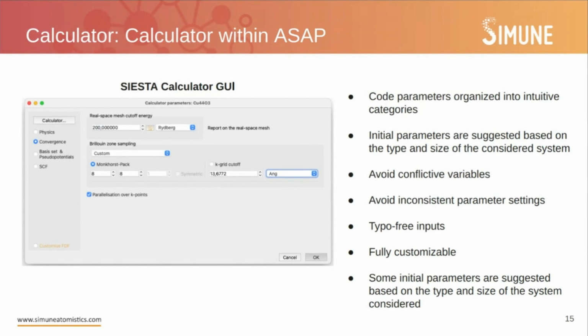This is the view of the calculator widget, from which you can select the parameters of your calculator. This is for SIESTA. As you see, we divided the parameters in different sections: physics, convergence, basis set, SCF. It's very easy to set up the parameters here, and it avoids conflicting variables, inconsistent parameter settings, typos, so it's very easy basically to run a SIESTA calculation using this tool. However, it's always possible for the user to enter directly in the input file and fully customize it.